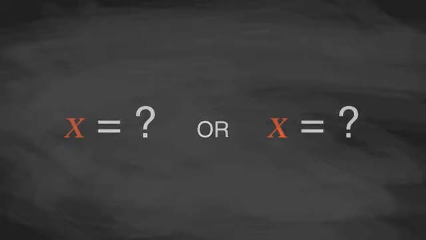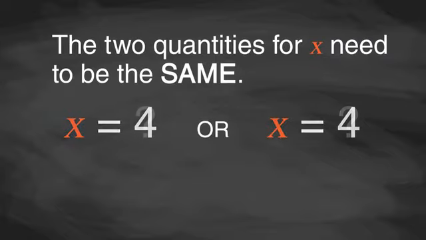But how would you get just one solution? The numbers would need to be the same. Now that we know that the x has to be the same, let's set x equal to 4 for both possible answers. How would these values for x translate into an equation?